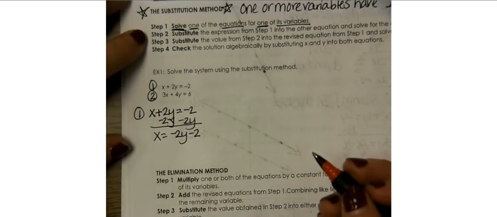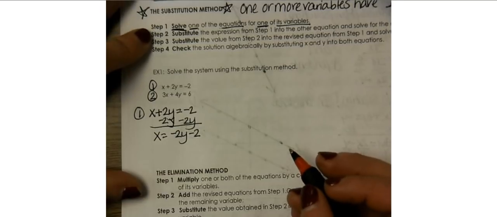Step 2. I'm going to substitute the expression from step 1. So I'm going to substitute the -2y - 2 into the other equation, and I'm going to solve for the other variable. So I'm going to substitute -2y - 2 in for x in the second equation. So what does that look like? Well, here is step number 2. In step number 2, I have 3 times (-2y - 2) + 4y = 6.